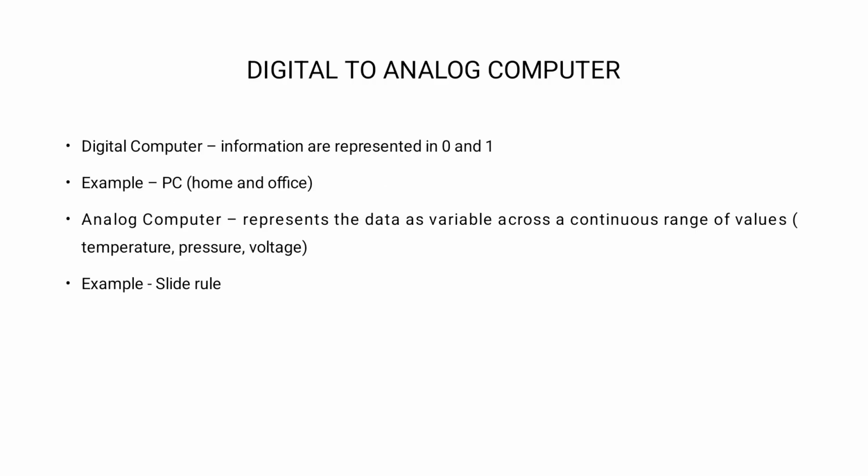Digital and analog computers. Digital computer: its information is represented in 0 and 1. An example of a digital computer is the personal computer, which is used in home and office. Analog computer represents the data as a variable across a continuous range of values, such as temperature, pressure, voltage. An example of an analog computer is the slide rule.